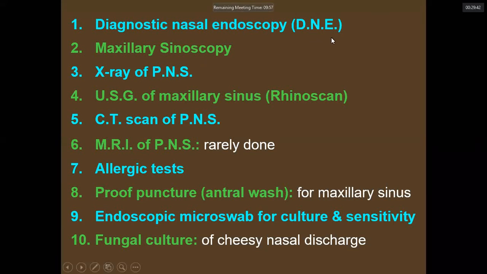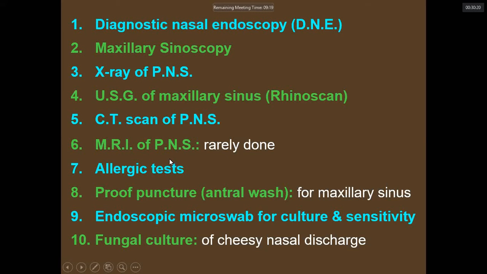Diagnostic nasal endoscopy is very commonly performed. We do not perform maxillary sinusitis disease. X-ray is a very cheap form of investigation and it is very frequently done, but it is not very much required because the clinical examination and the history alone will help us to learn so much about the disease and diagnose it. And whenever we have to do any radiological examination, we prefer CT scan of PNS. CT scan and MRI are very helpful.